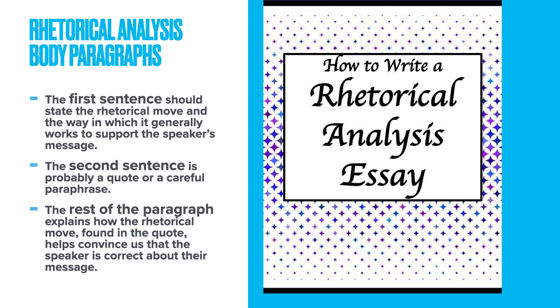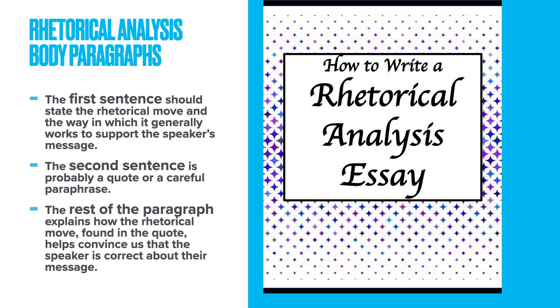The second sentence is probably a quote that supports the topic sentence or a careful paraphrase that supports the topic sentence. So we have textual evidence in second position. And then the rest of the paragraph explains how the rhetorical move, again, found in that quote, helps convince us that the speaker is correct about their message. Remember that this is still a persuasive essay. You are persuading me that Rita Dove is correct in the message that she is delivering about giving more than 100% of yourself, as she says this to the graduates of the University of Virginia.